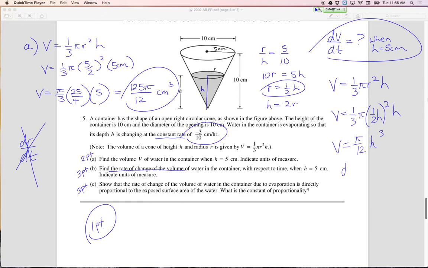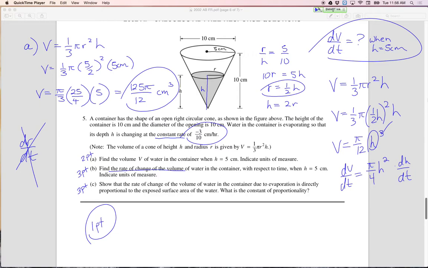So I'm going to do a derivative. dV/dt is equal to 3 times pi over 12, 1/4 pi or pi over 4, however you want to write it, times h to the second power. We did simple power rule. Now we're to the derivative of h. What's the derivative of h? dh/dt. How many of you got that?